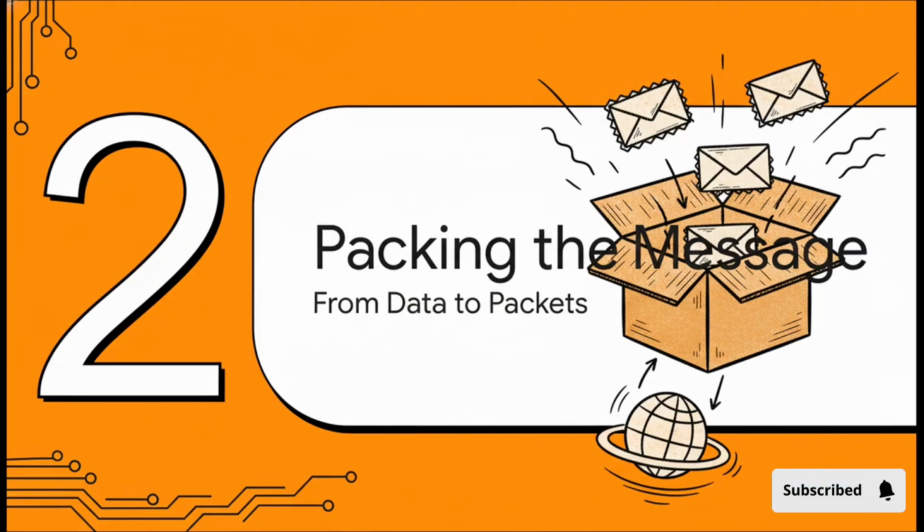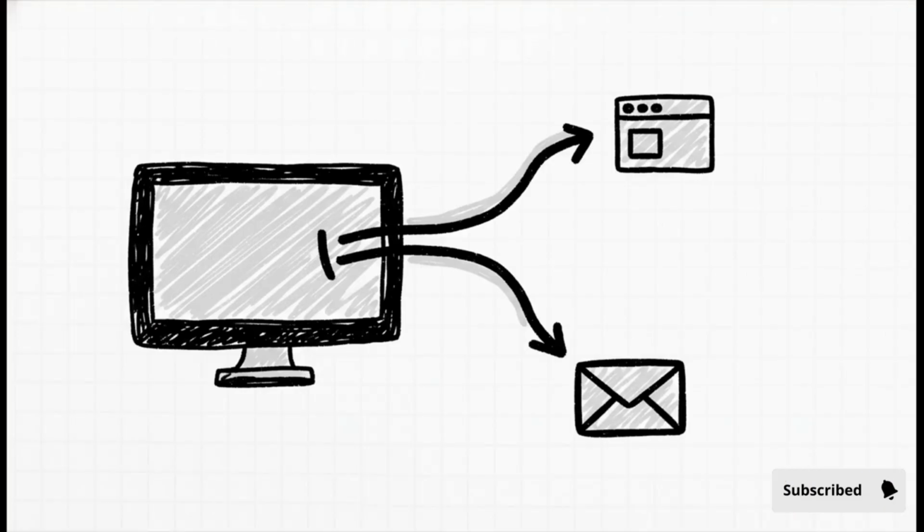Now it's time to actually pack our message and get it ready for the journey. This is where we prepare the data for its big trip across the world. This is the part you actually see and touch. When you're browsing the web using HTTP or sending an email with SMTP, you're working at the application layer. This is you writing the letter you want to send.